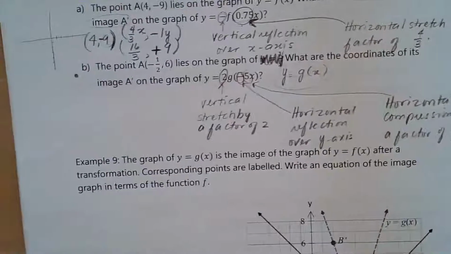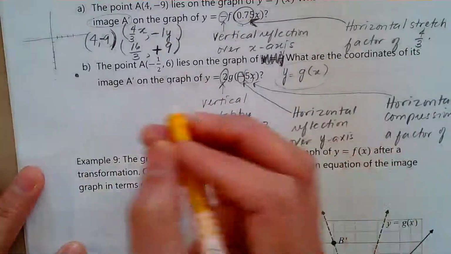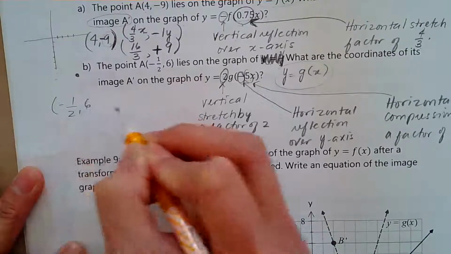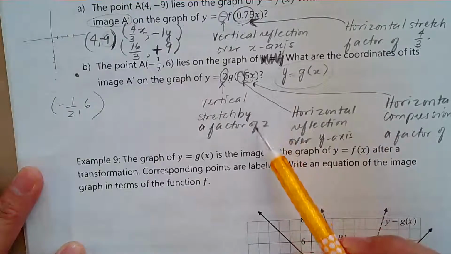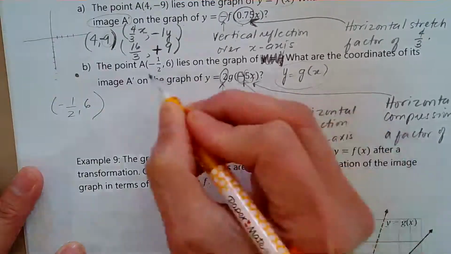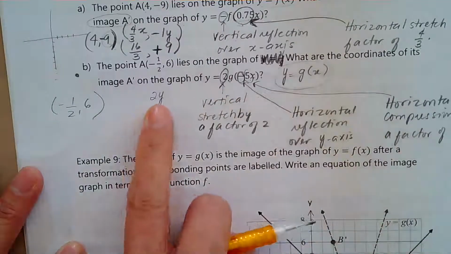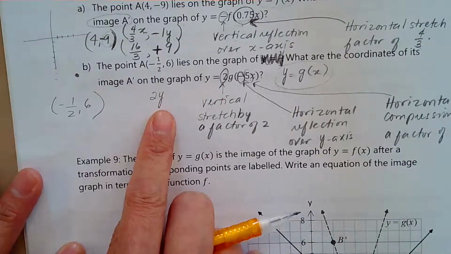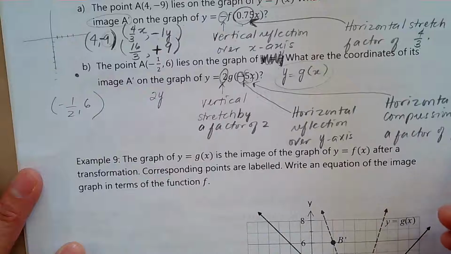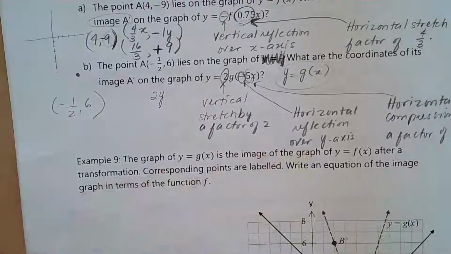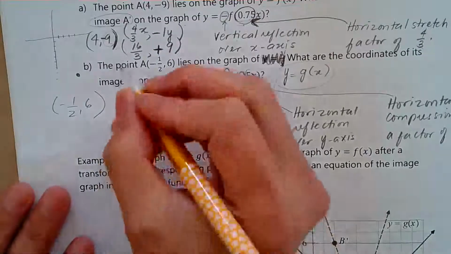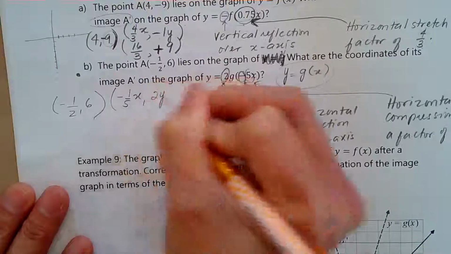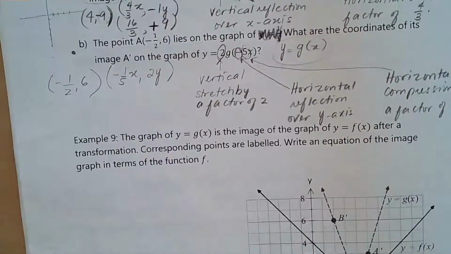So we know what happened to the point -1/2, 6. What's happening? We're going to vertically stretch by a factor of 2. So this is affecting the y. Whatever the y is, it's being multiplied by 2. Is everybody okay with that? And then there's a horizontal compression of 5, so x is also going to be multiplied by 1/5.